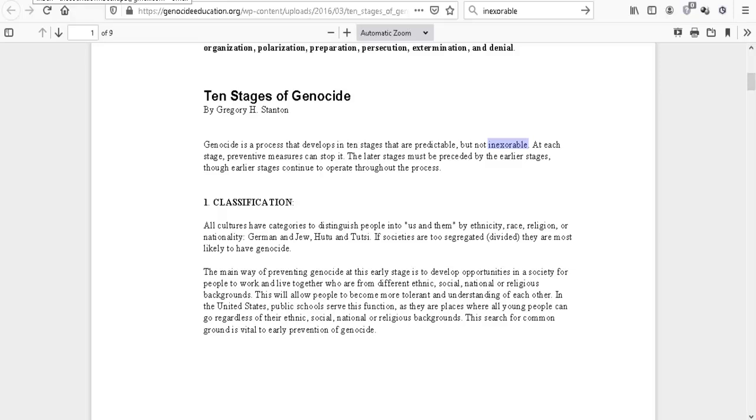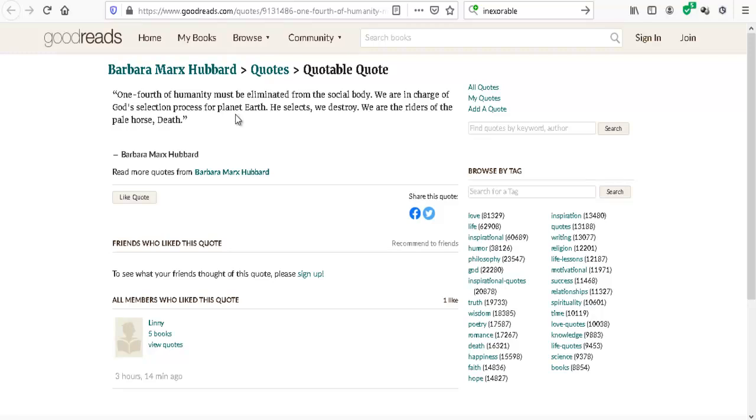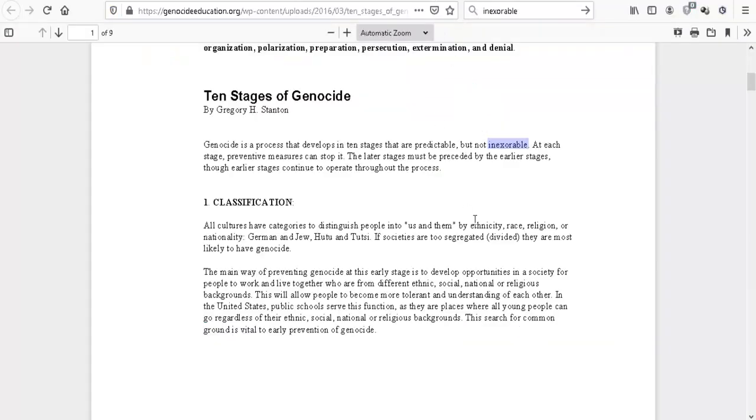So, not to go away from this subject, but Barbara Marx Hubbard, look what she says here. A quarter of humanity must be eliminated from the social body. We are in charge of God's selection process for planet Earth. He selects, we destroy. We are the riders of the pale horse, death. Did you catch that? He doesn't select. He allows this to happen because we have turned our back against Him. Therefore, He's allowing it.